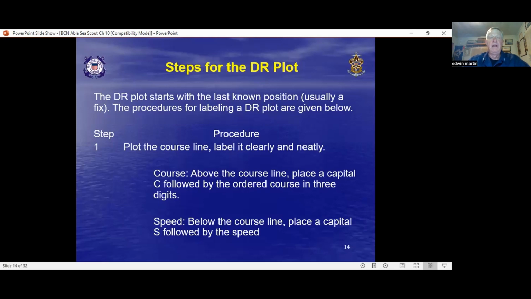Okay. The steps, pretty simple. You want to know where you're going, so you plot a course line and label it clearly and neatly. That just makes sense. I read in one that you don't want to mark up your chart heavy-handedly. And I found this kind of interesting because you want to erase as you go along to keep the chart clear and clean.